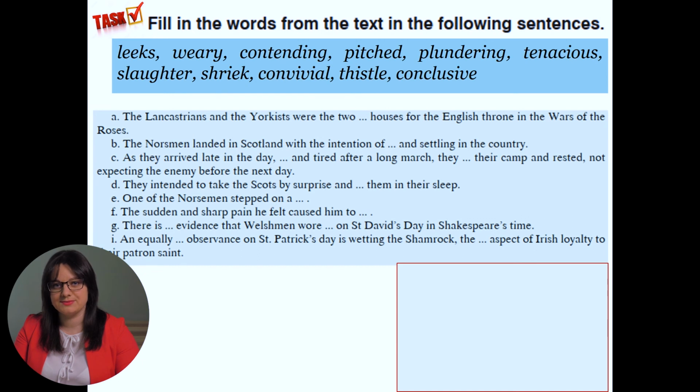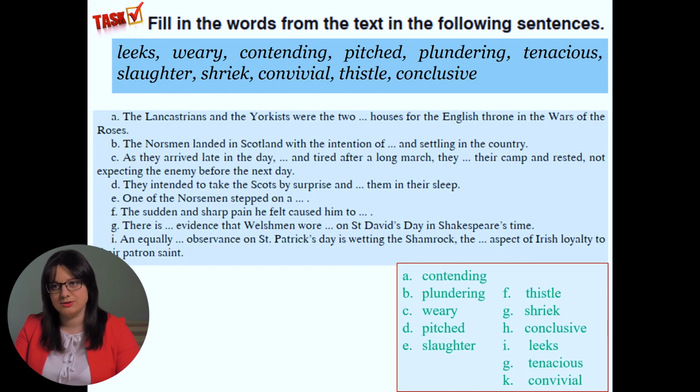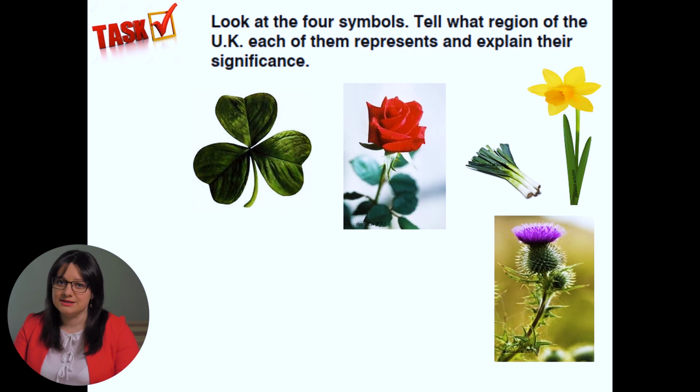Check your answers. If you have these answers, then you are right. As we have already learned, each of the 4 parts of the UK has a floral emblem. Now let's revise. What are they? Look at the 4 symbols and tell what region of the UK each of them represents and explain their significance.